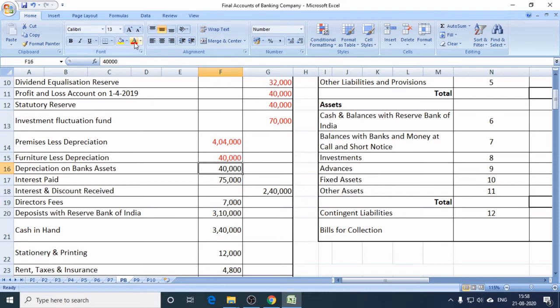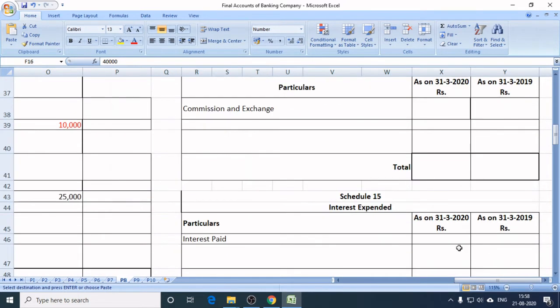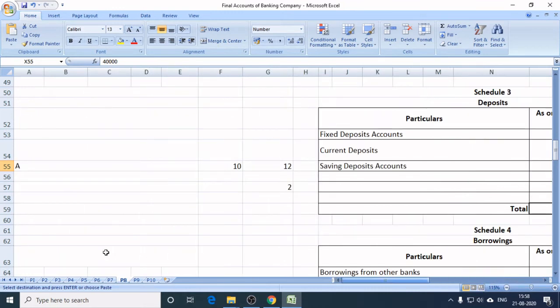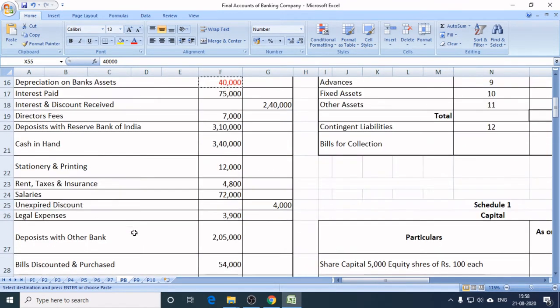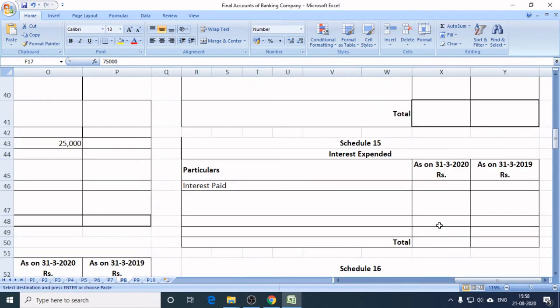Now the next particular in the problem is depreciation on bank's asset. It has a debit balance, it is bank's expense, so we will show it under schedule number 16, operating expenses, depreciation on bank's assets. Now the next in the problem we have here interest paid. The interest paid value is 75,000, it is bank's expense, and interest related expenses we record under schedule number 15, interest expended, so it will go under schedule number 15, interest expended. So here 75,000 rupees.